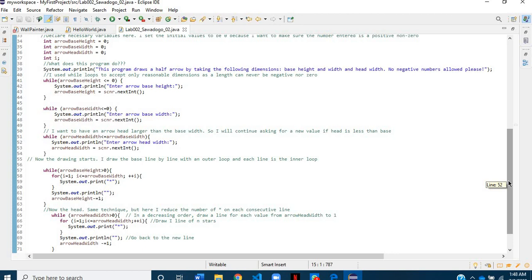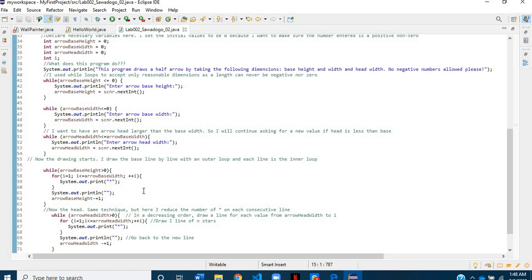So I figured out that the stick, the base of the arrow, would be 2 nested loops. The outer one, like here, starts drawing the base line by line with an outer loop, and each line is an inner loop. So the outer loop is the height of the base, and the inner loop is the number of stars.